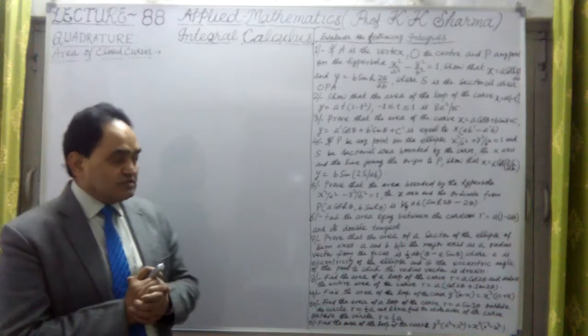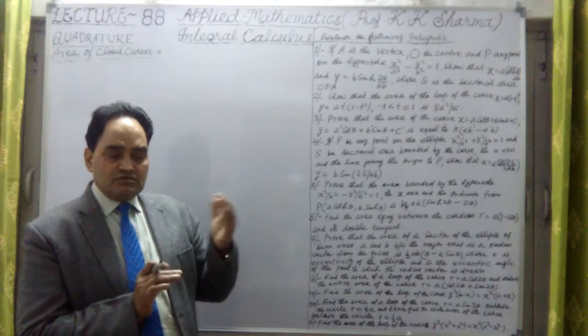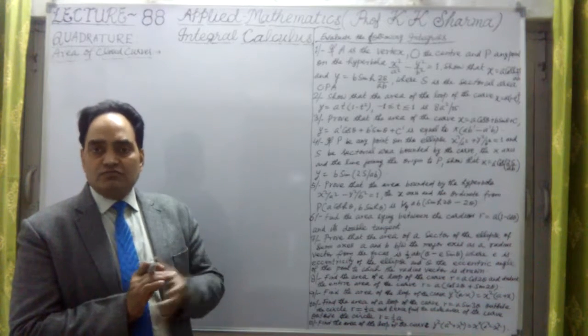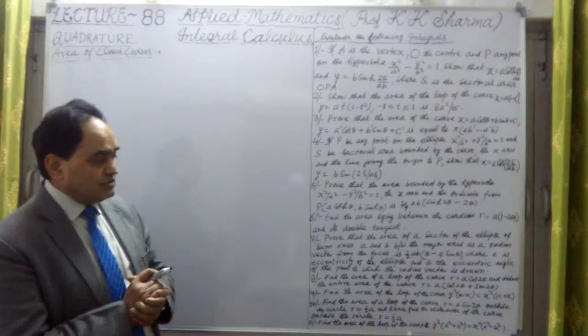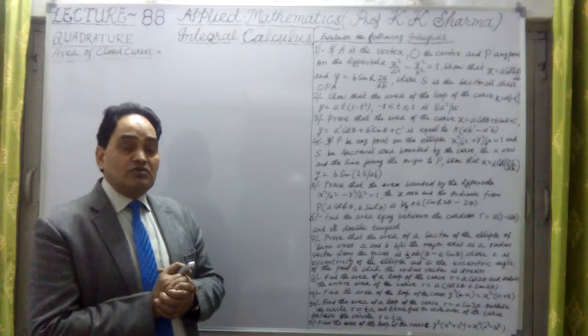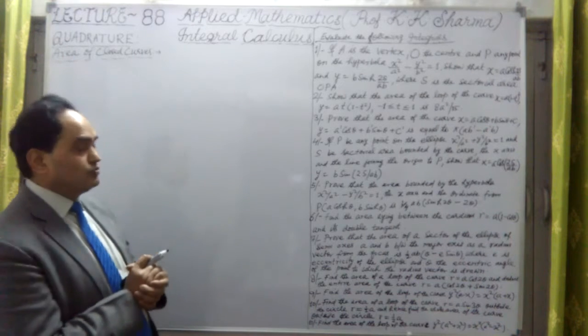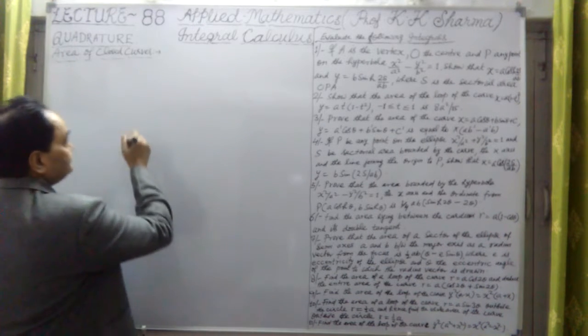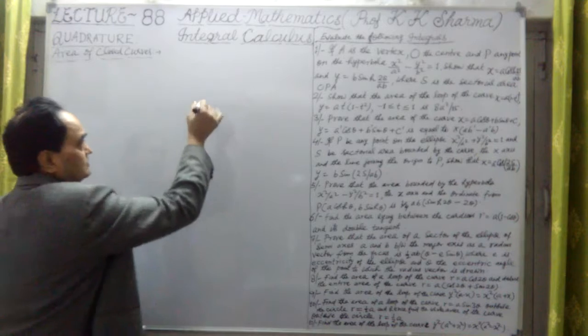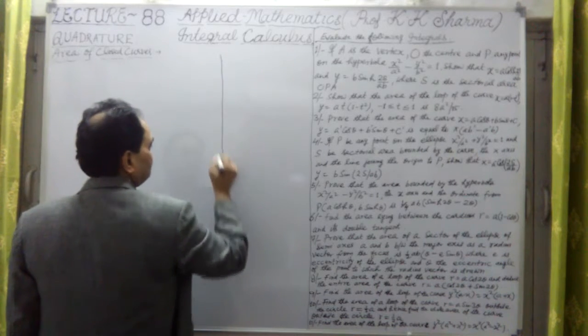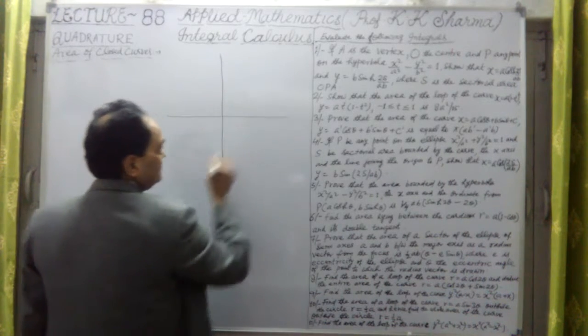If it is given in Cartesian form, then we have to convert that into parametric form, and I'll show what the formula is in the case of parametric form. Let me find out what the area of a closed curve is. In the case of a closed curve, let me take a closed figure here, and let me define the basic formula.